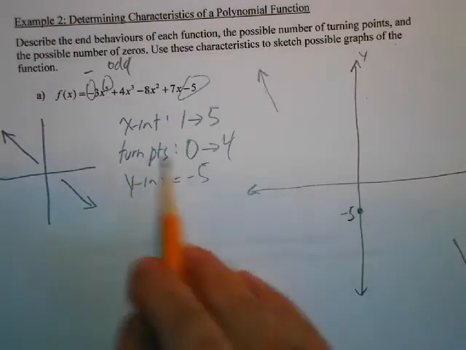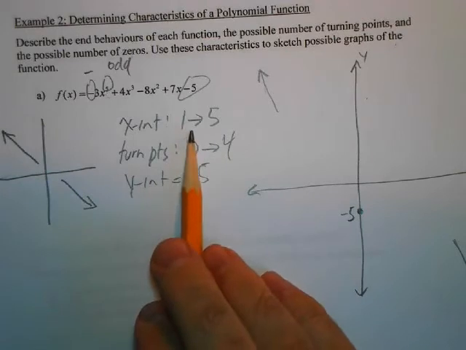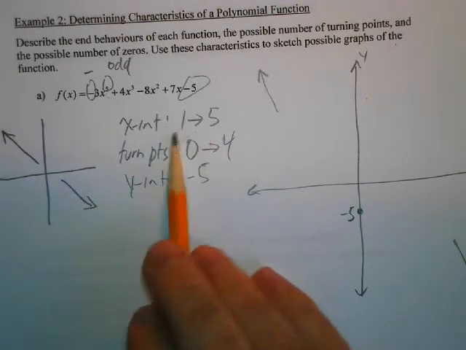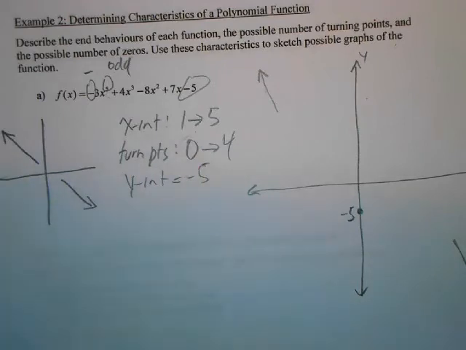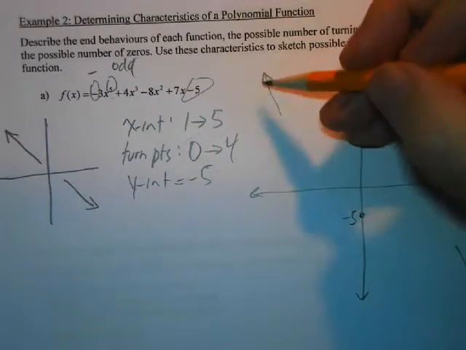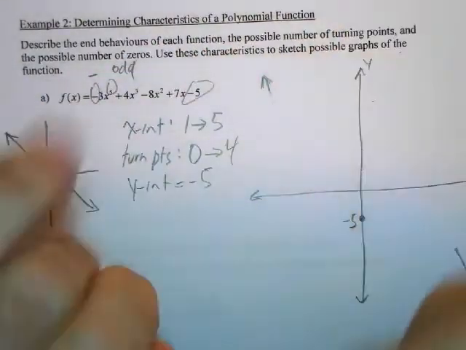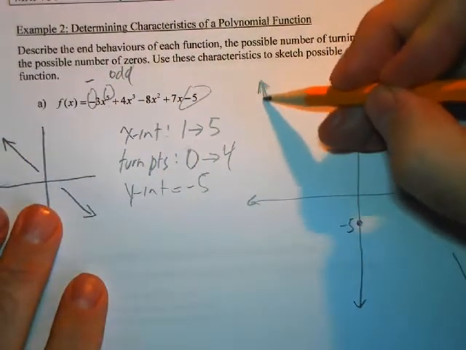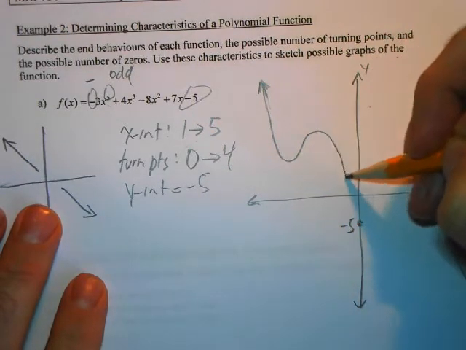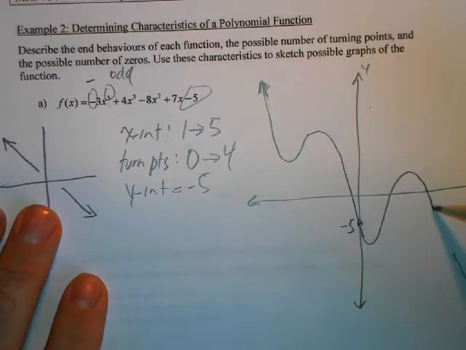Okay, now let's make sure we use these rules. It has to have at least one x-intercept. It can have up to 5, and it can have anywhere from 0 to 4 turning points. This is where you can be a bit creative, so I'm going to start here and maybe make this a little steeper. I'm going to have this come down, come up here, turn back down, cross through here, go back, and then come down here.